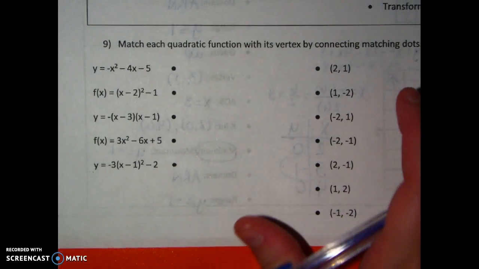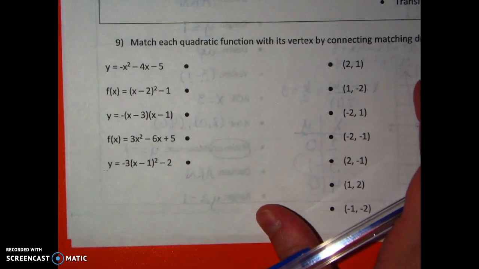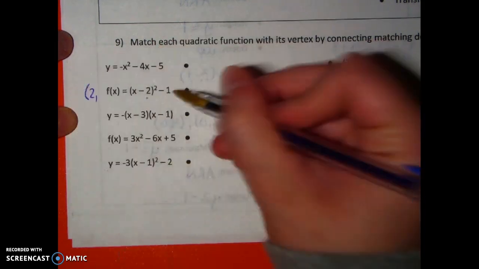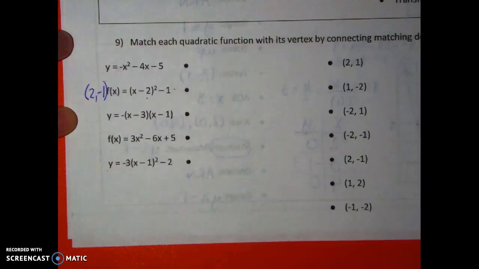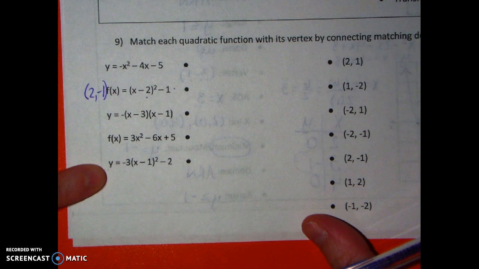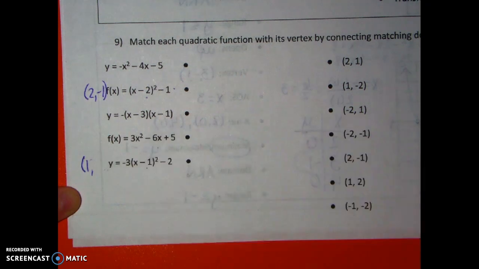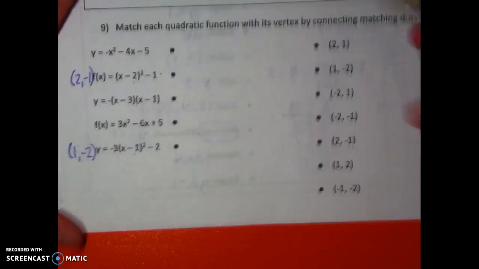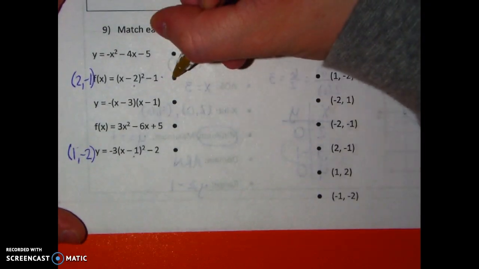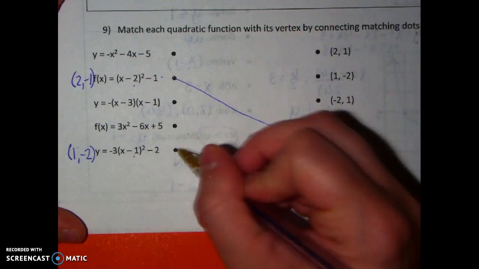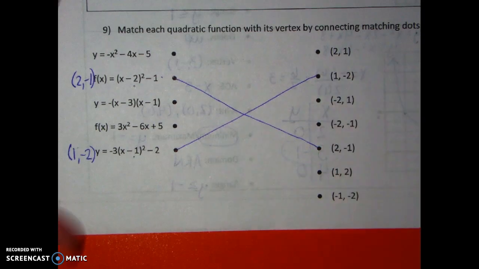The easy ones are going to be the ones that are already in vertex form. So this one's in vertex form, so I know the vertex here will be the opposite of that number. So 2, negative 1. Okay? And this one is also in vertex form, so the vertex here is positive 1 and negative 2. So I can draw lines for those. 2, negative 1 is right here. And then 1, negative 2 is right there.